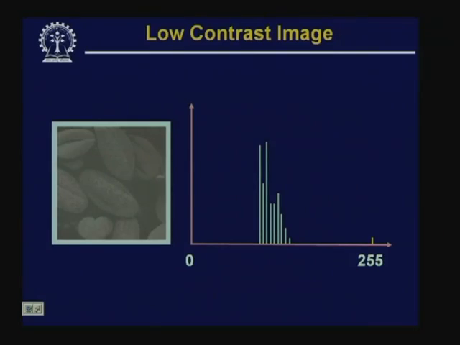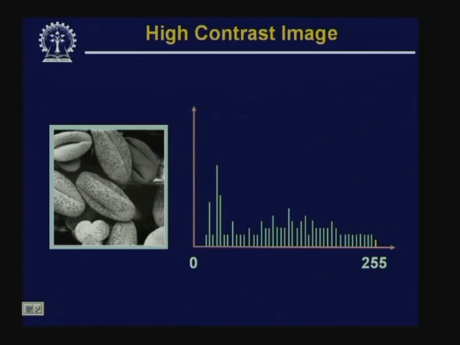As the next slide shows, which we call a high contrast image, you find that most of the details of the objects present in the image are visible, and by looking at the corresponding histogram we find that the pixels in this particular image have a wide range of intensity values, starting from a very low value which is near about 0 to the maximum value which is near about 255. So, we will say that a particular image has a high contrast if its pixel intensity values have a wide range, starting from a very low value to a very high value.